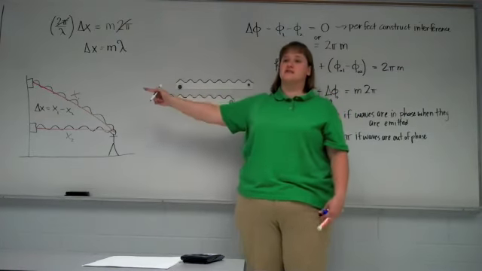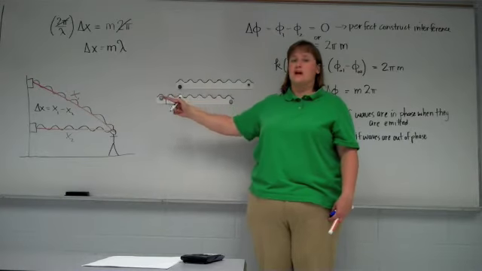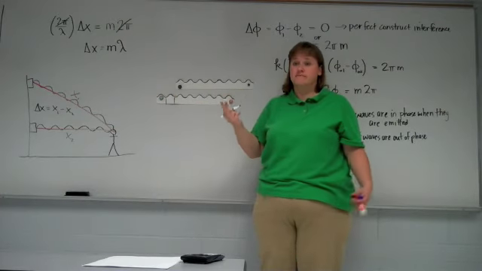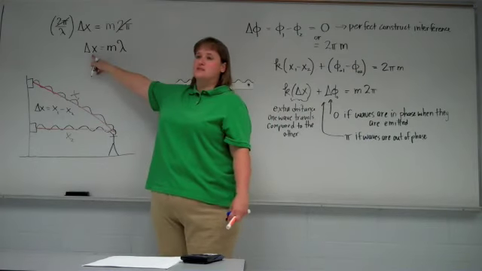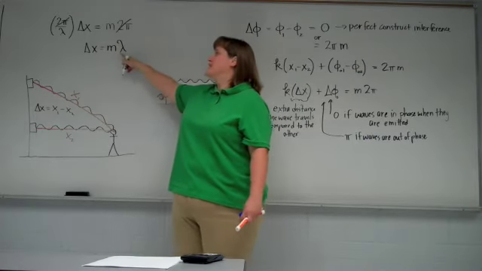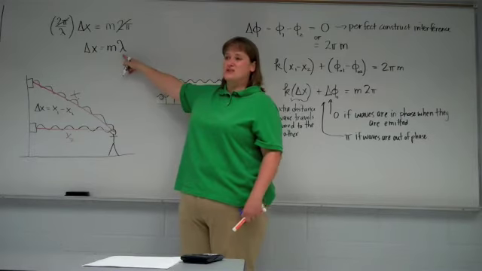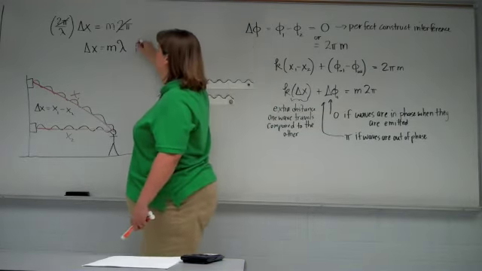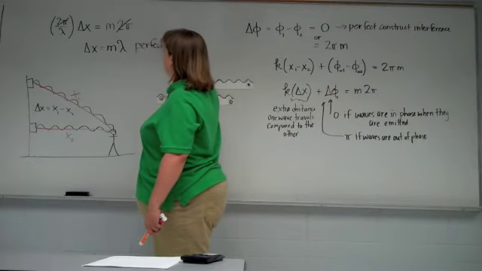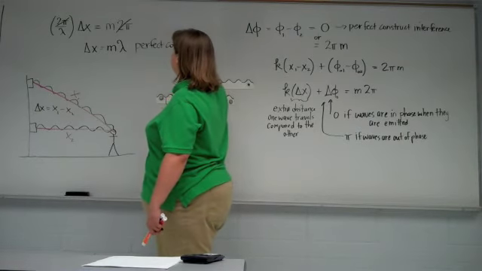So now that's the extra distance. How many wavelengths is that? 2. And we can keep going. As long as the extra distance one wave travels is exactly a whole integer wavelength, then we're going to get perfect constructive interference.